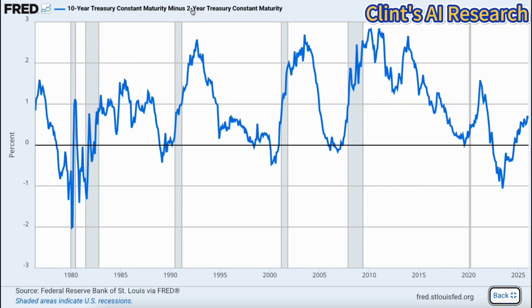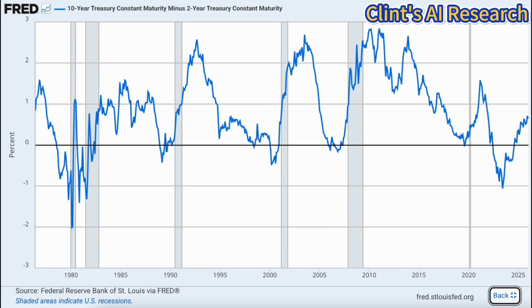Example A. The normal economy. In a healthy economy, investors usually want more money, a higher interest rate, to lock their cash away for a long time. 10-year yield, 4.5%. 2-year yield, 3.0%. The calculation, 4.5% minus 3.0% equals plus 1.5%. What this means, the spread is positive. This is a normal yield curve, suggesting investors expect the economy to grow.